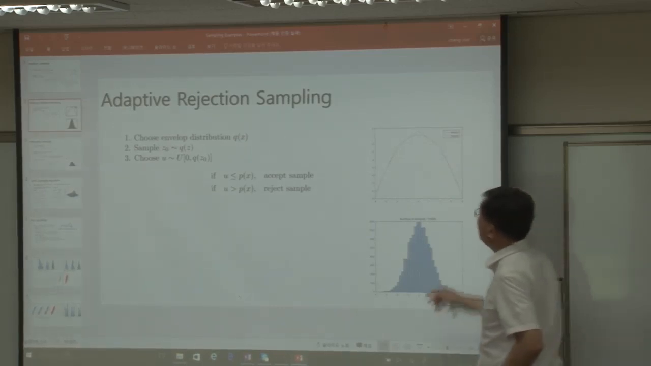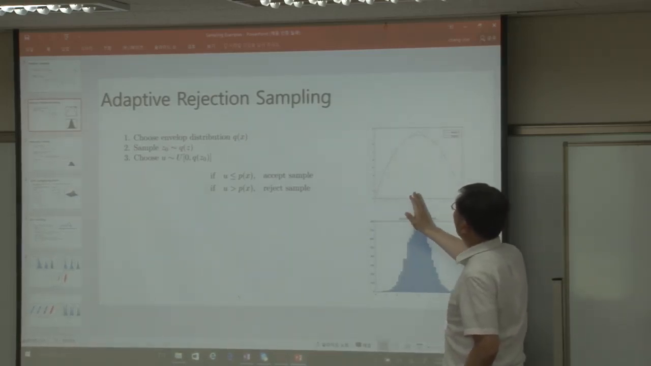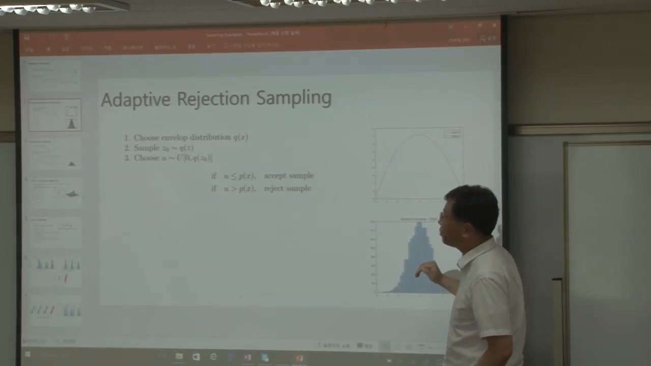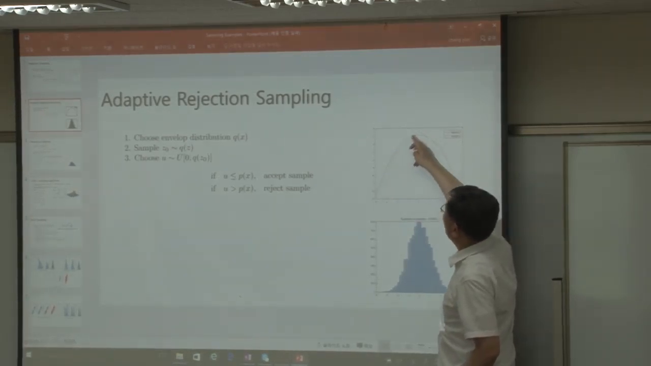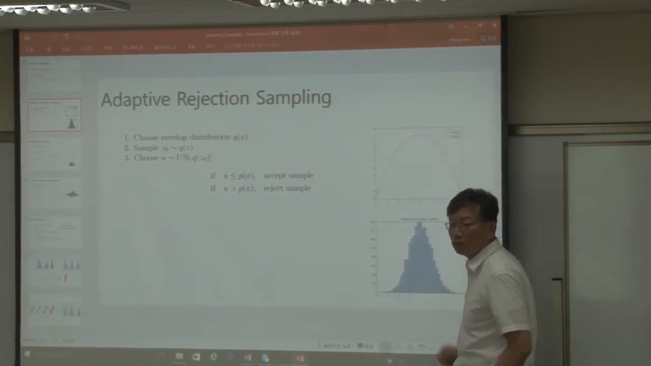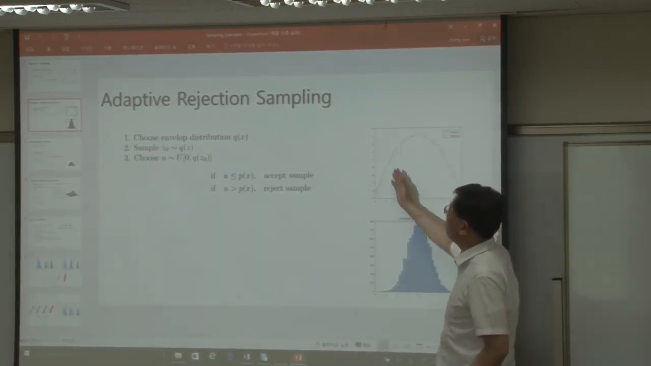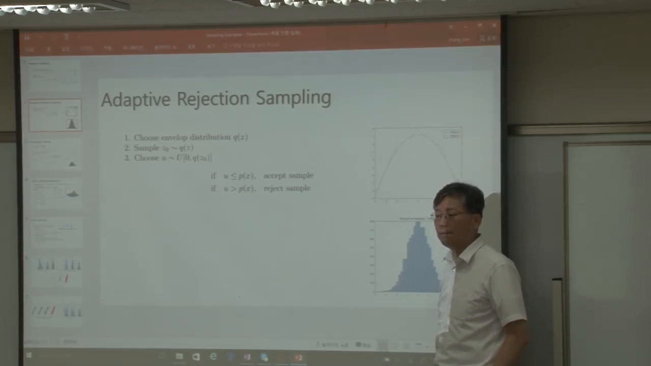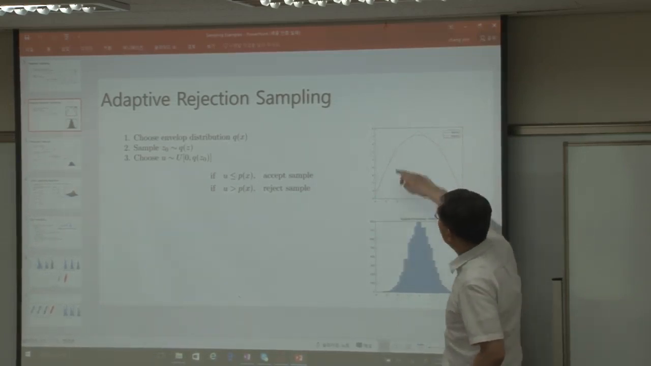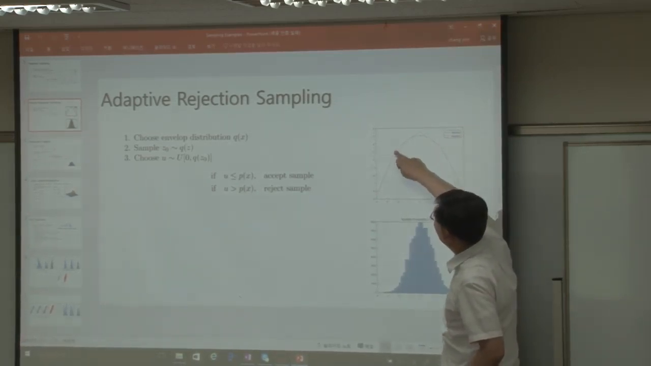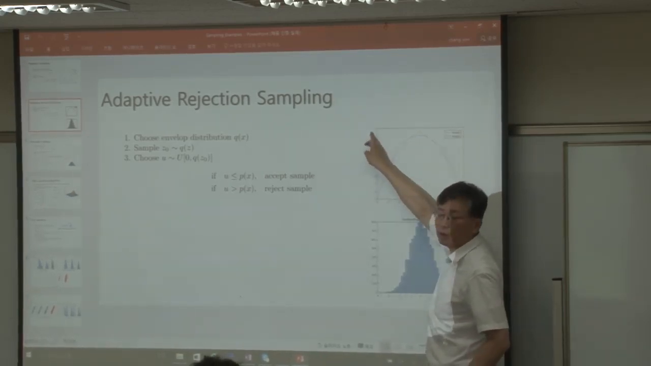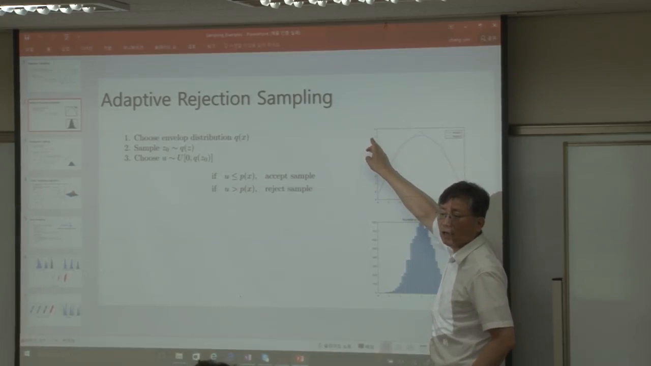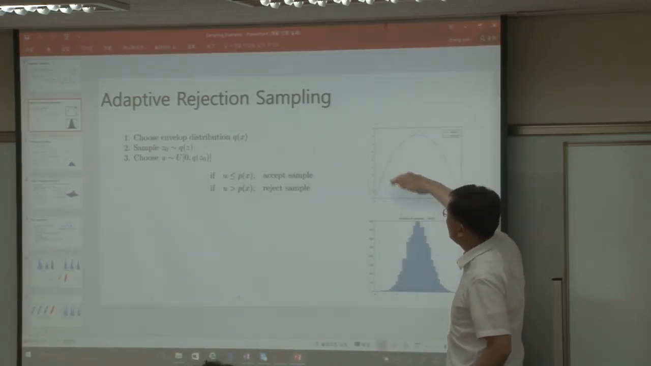So there's adaptive sampling, where you look at the grid, okay, and then draw a tangent, which leads to an exponential function. And then you sample from the red distribution. By the way, here we are looking at the log of the probability, okay, the log of the probability to sample.